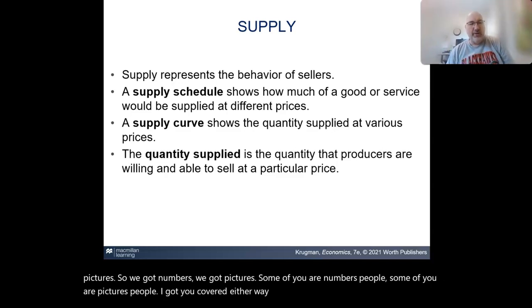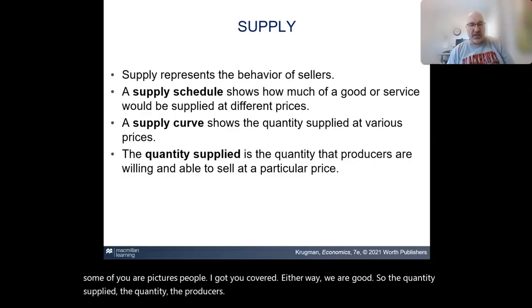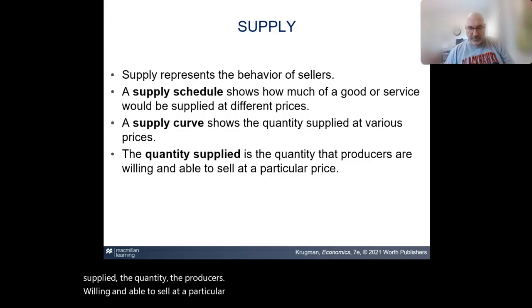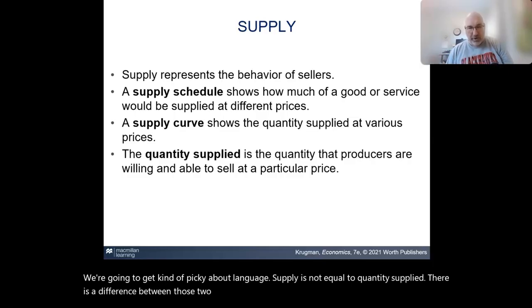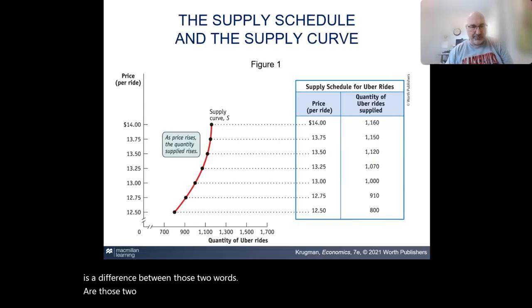We are good. So the quantity supplied is the quantity the producers are willing and able to sell at a particular price. Okay? So we are going to get kind of picky about language. Supply is not equal to quantity supplied. There is a difference between those two phrases. So we'll get kind of picky about that. So supply is an upward sloping curve.